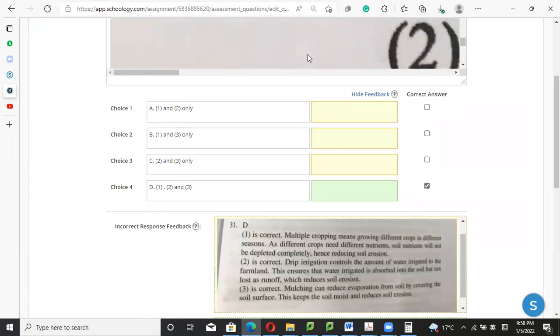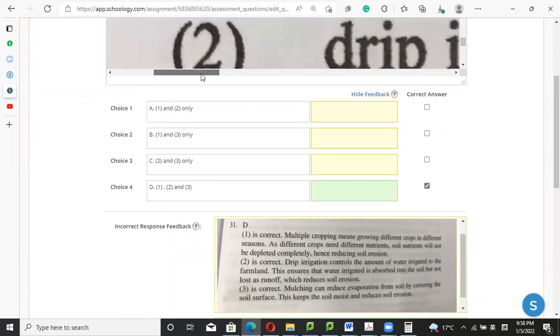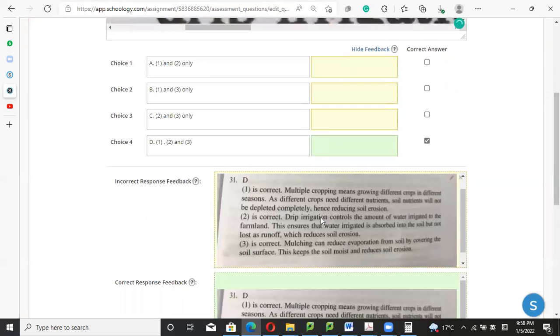And then number 2, which is talking about drip irrigation. Drip irrigation controls the amount of water irrigated to the farmland. Then less water will be washed across the farmland, so it can also reduce soil erosion. Number 3, mulching, which is talking about covering the soil with something, maybe plastic sheets, maybe crop residue. So number 3 is also going to check soil erosion. So number 1, number 2 and number 3 are all correct.